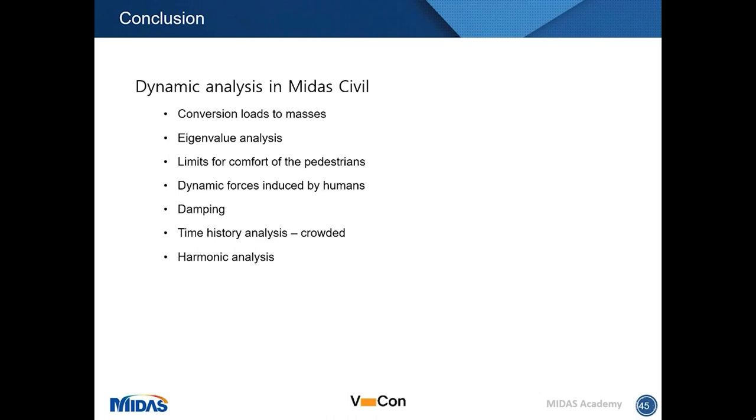by human groups. You have to calculate the damping and choose the method of damping you will use, and then perform the time history analysis with a group of crowd people, and at the end you also have to perform the harmonic analysis to study the acceleration of the structure to meet the desired limits.